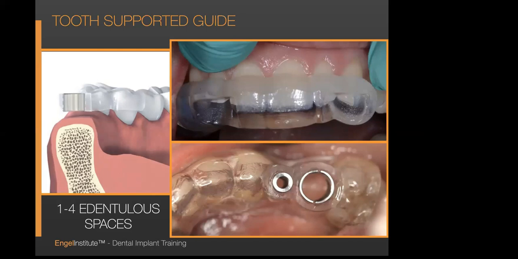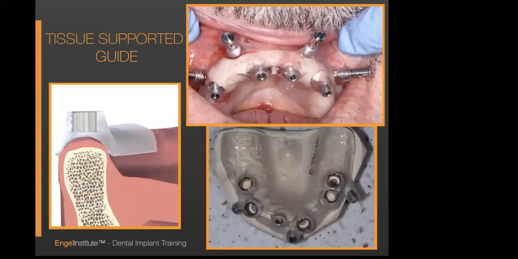Now what you see here is you see a big hole and a little hole. You see a pilot guide. You also see a pilot sleeve and a fully guided sleeve. And we're going to talk about that in a minute. The next thing is a tissue supported guide. In a case like this, you see an edentulous patient, so it's considered a tissue supported guide. How do we hold in tissue supported guides? Well, those are held in with anchor pins.